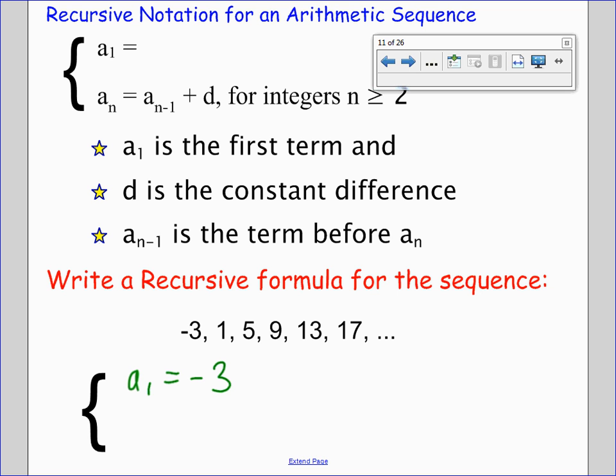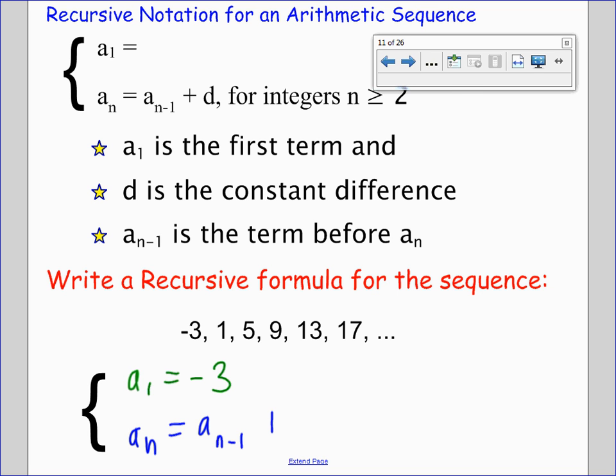-3. And now I tell the reader a rule that can be used to get the current term based on the previous term's value. So a sub n, the current term, would be gained by taking the term right before it, a sub n minus 1, and doing what to it? If I wanted to know the current term value, I could look at the term before it and do what to that value to get the current term? Adam?